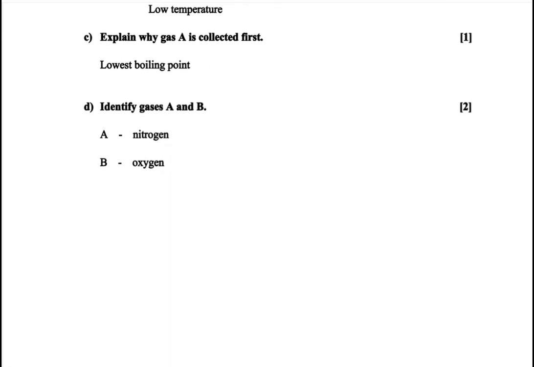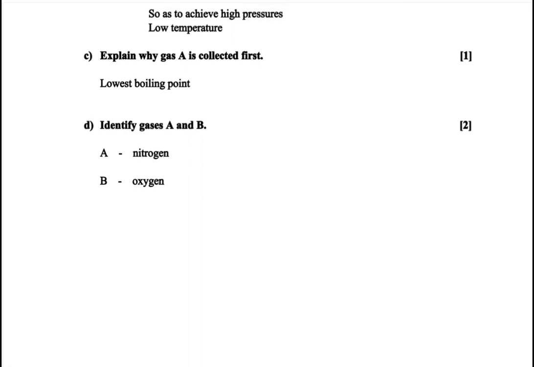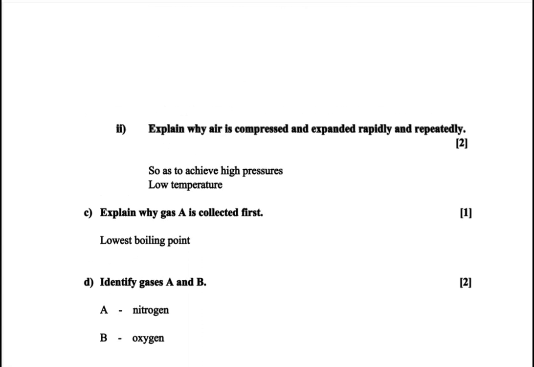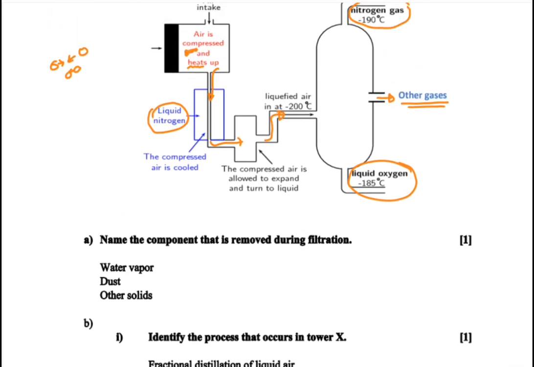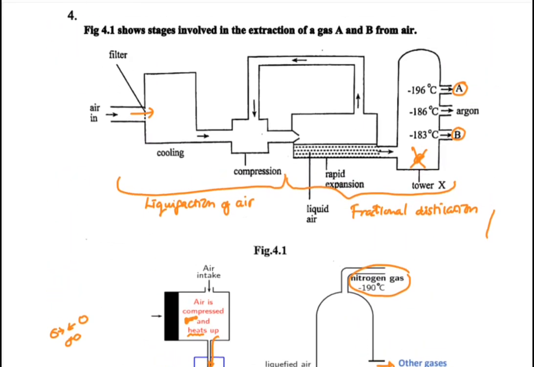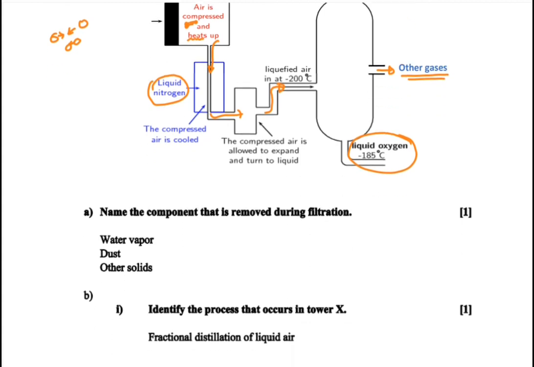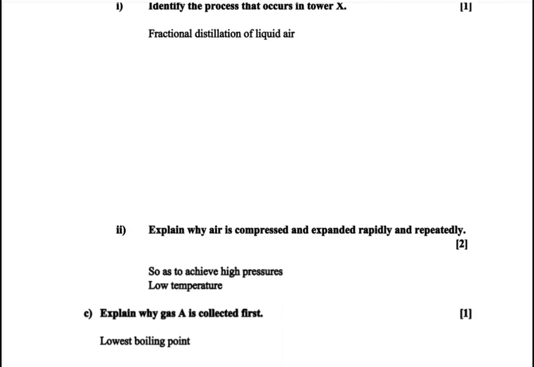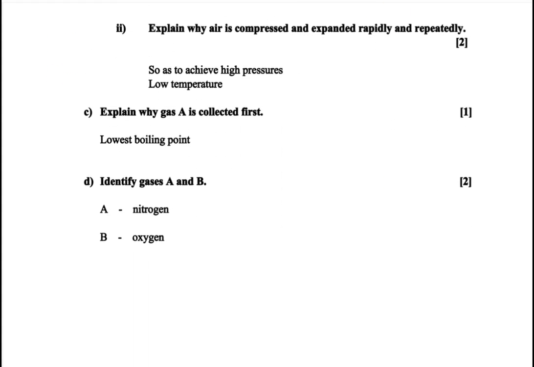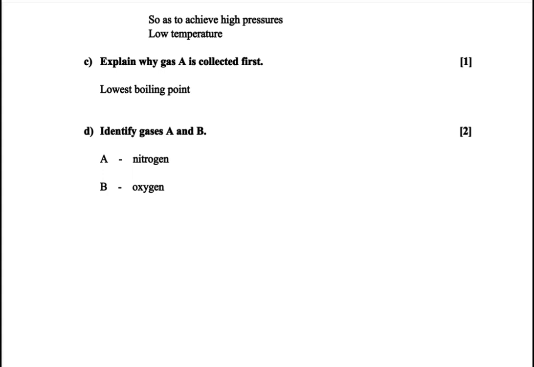Then C: explain why gas A is collected first. This is where gas A is collected, and the reason is that it has a lower boiling point. If it has a lower boiling point, it is the one that will quickly be given out. So it has the lowest boiling point.